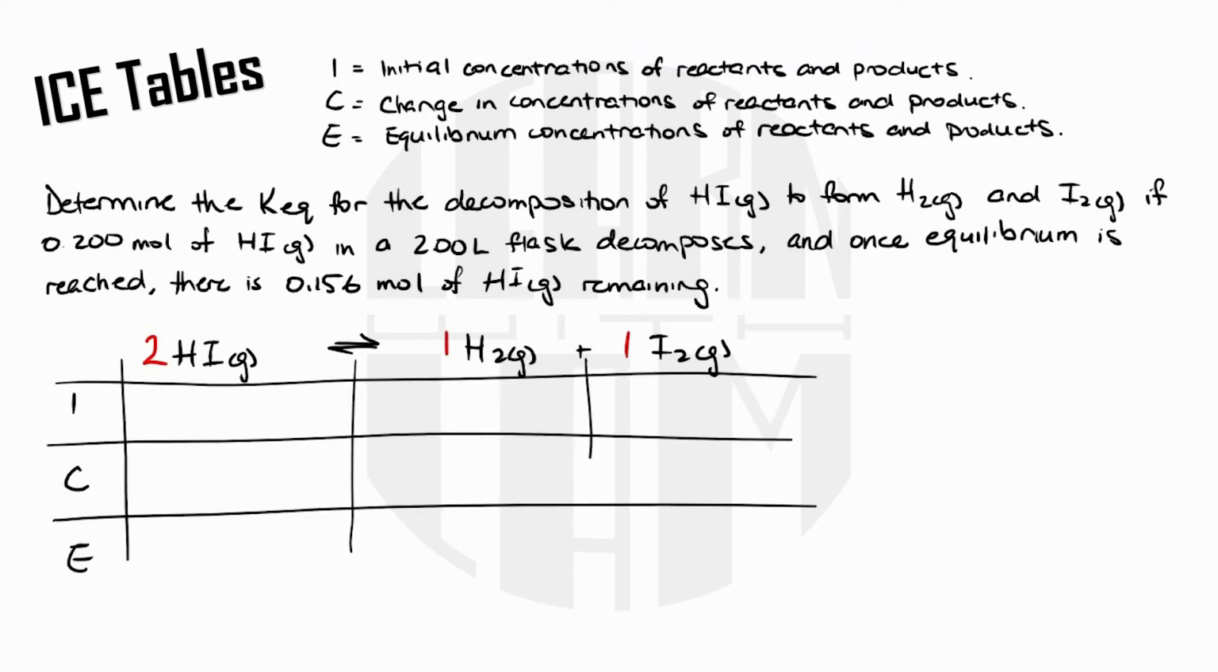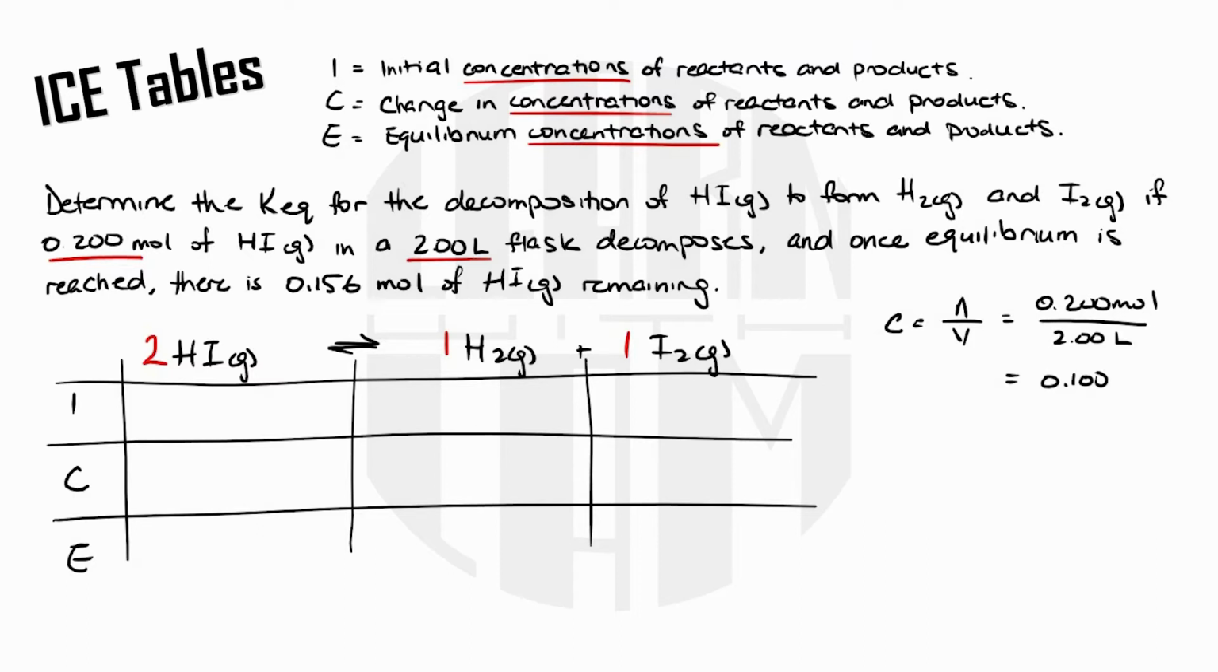Now, notice that we're always talking about concentration when it comes to ICE tables, so a lot of the time we're going to need to convert from moles. In this case, we're given 0.200 moles of HI gas in a 2.00 liter flask, so we're going to use the molar concentration equation to convert that. 0.200 moles divided by 2.00 liters gives us 0.100 moles per liter, and we'll put that down as our initial concentration of HI gas.